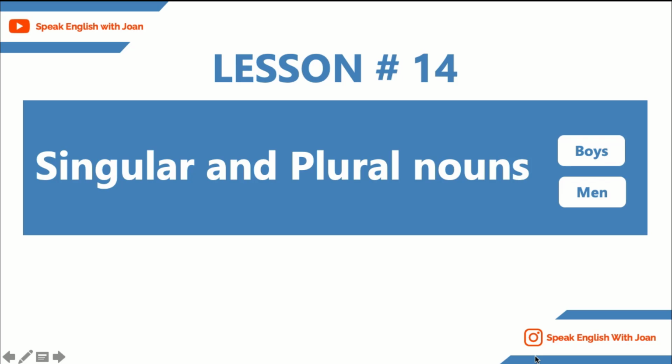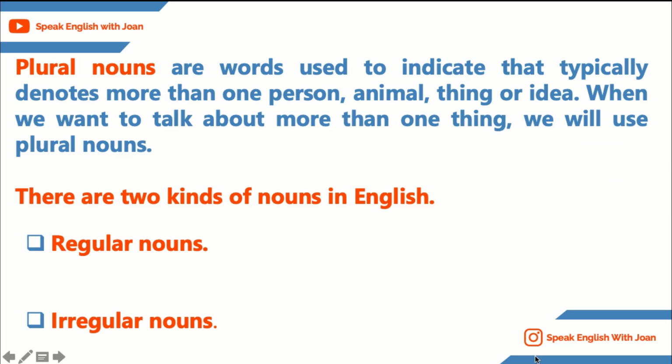Today's topic is singular and plural nouns. So we're going to be discussing these topics, singular and plural. Plural nouns are words used to indicate that something typically denotes more than one person, animal, thing, or idea. When we want to talk about more than one thing, we will use plural nouns.